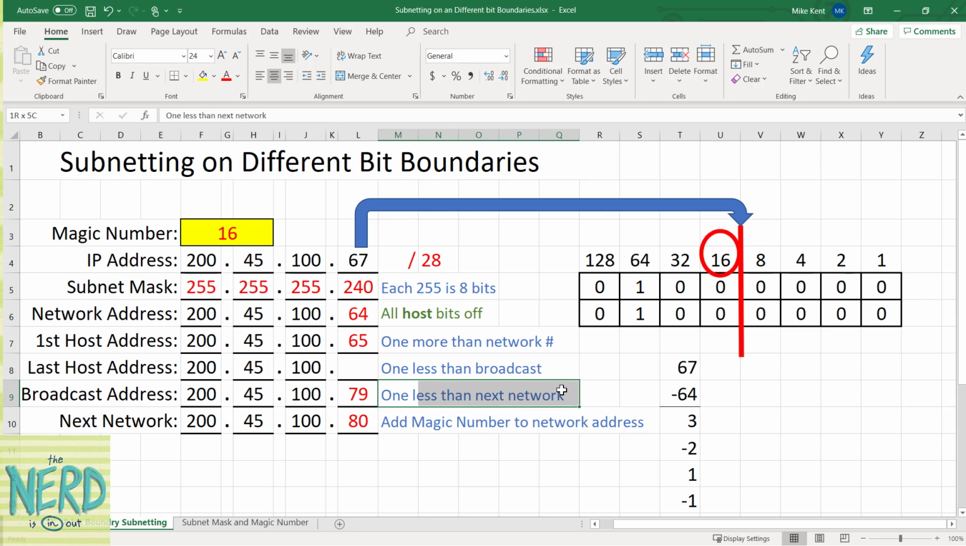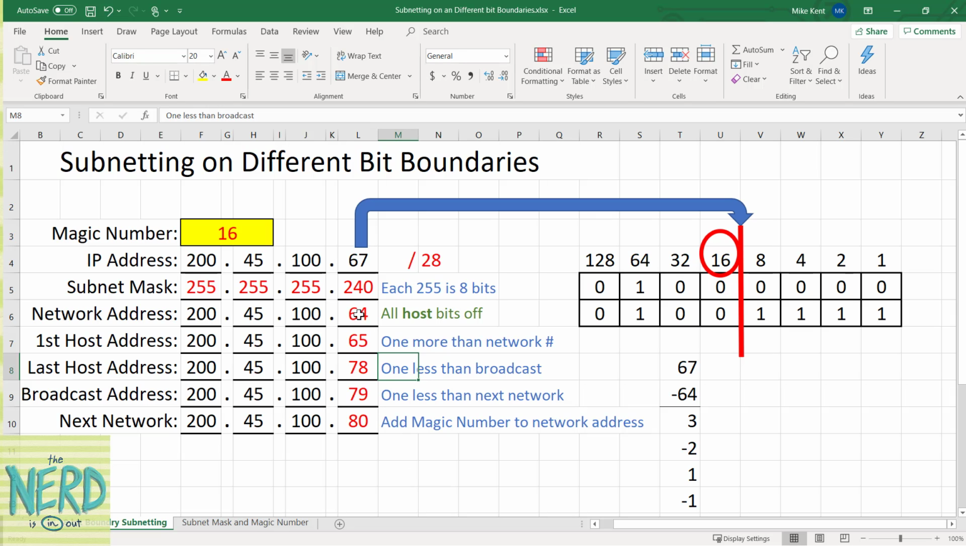So what is a broadcast? A broadcast is where you have all the host bits turned on. So if I'm on network 64, and I turn all the host bits on, if you add that up, that's going to be 79. 64 plus 8 is 72, 76, 78, 79. I didn't have to do this in binary though. All I had to do is once I had my network number, I got my next network number by adding the magic number. Then I back up 1 for the broadcast, and then the last host is 1 less than the broadcast.